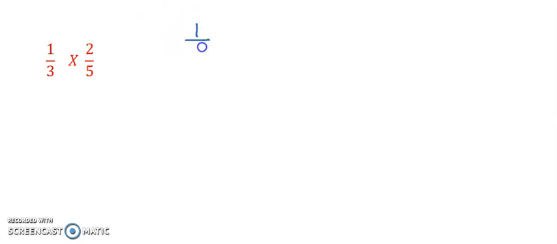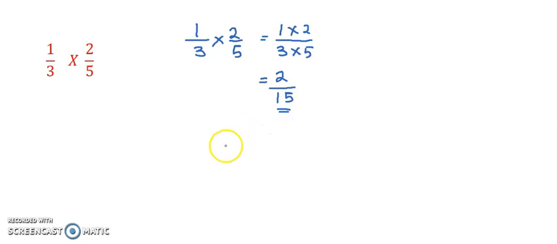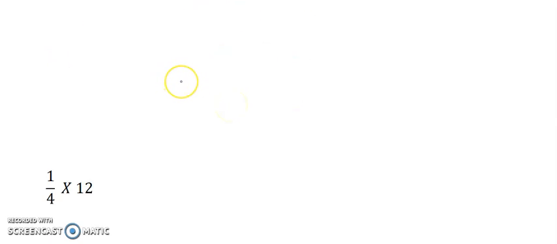Okay, so 1/3 times 2/5. We are just going to multiply the numerators, 1 times 2, and we're going to multiply the denominators, 3 times 5. When I examine this, there's nothing that I can really simplify. So 1 times 2 is 2, 3 times 5 is 15. So my answer is 2/15. Did you get it right? I'm sure you did.